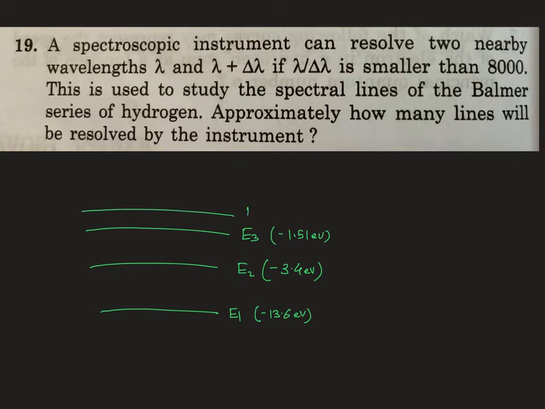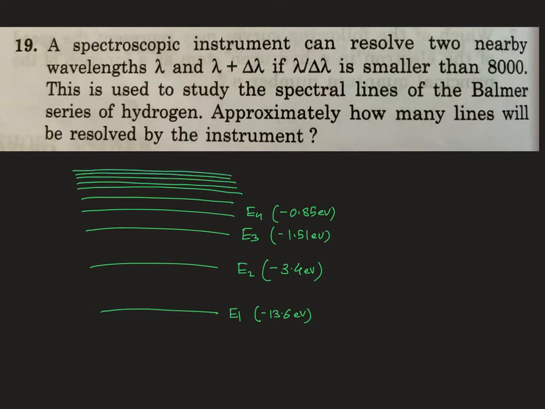Next, E4 happens to be minus 0.85 eV. So as you see, as you increase the quantum number, the energy gap closes in, right? If you go to higher energy levels, the gap decreases, the gap closes in, like this. They are very close. So that is why the resolving power or this resolution comes in.